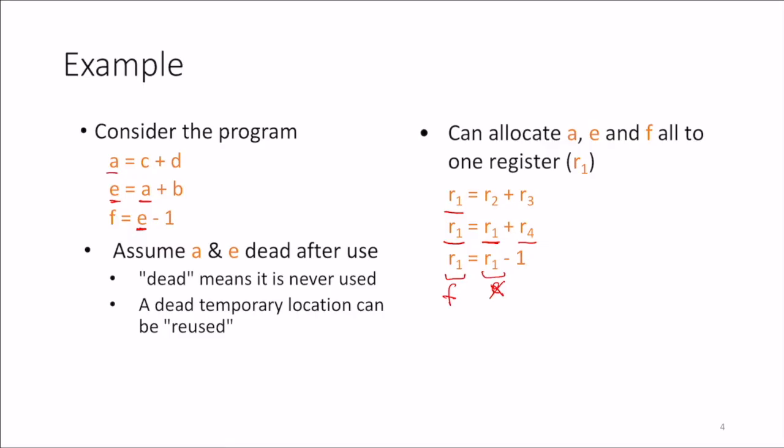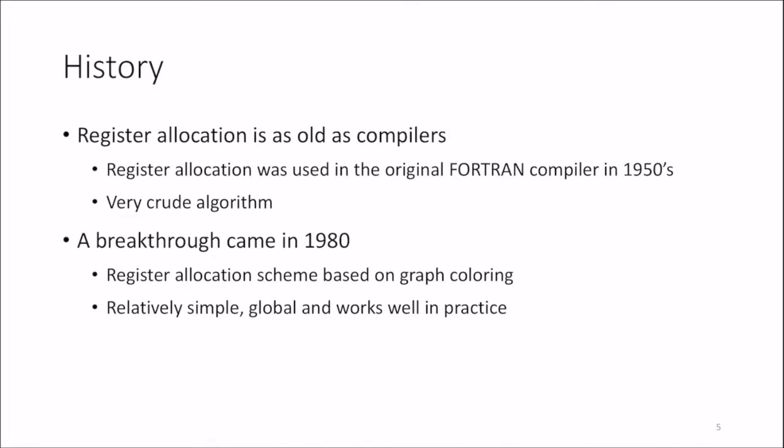What we want is some automatic method that does this kind of reasoning, right? It says, these values are not going to be used, therefore I should reuse that register and use it to store something else. So that's the kind of algorithm we want. Register allocation is really as old as compilers. The first compilers had to deal with register allocation. It was one of the initial problems handled in the original Fortran compilers in the 50s. It was a very crude algorithm at that time.